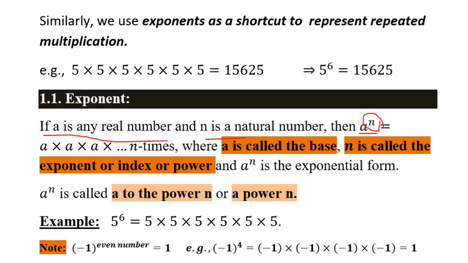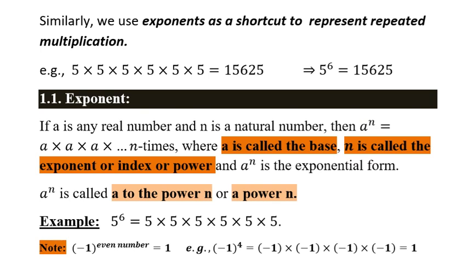And from this exponential form, we'll get two important words. One is base, another one is exponent or power or index. Which one is called base? a, because a is present in the base, and this n is called exponent or index or power. But a to the power n is an exponential form. Okay, clear? So from an exponential form, we can identify the base and the exponent.